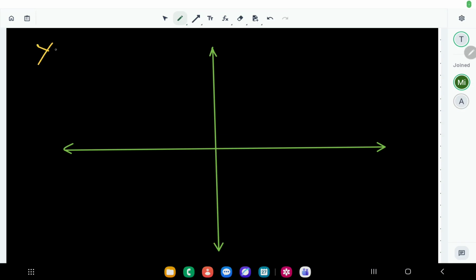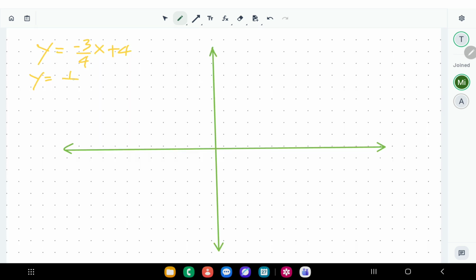this correctly. So y equals negative 3/4 x plus 4. Y equals 1/2. Oh, where's the black one? Yeah, like the black background is gone.